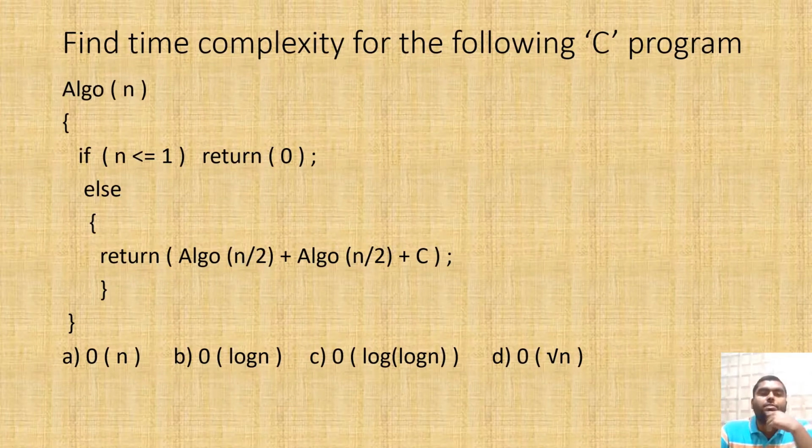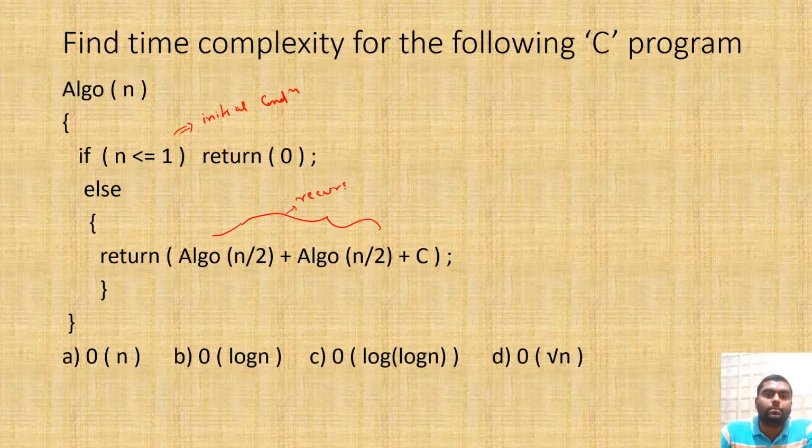The next question says that it is also a function algo of n, and if n is less than or equal to 1, simply return 0. So this is our initial condition. This part is the initial condition of the recursive program, and this part entirely is the recursive step.